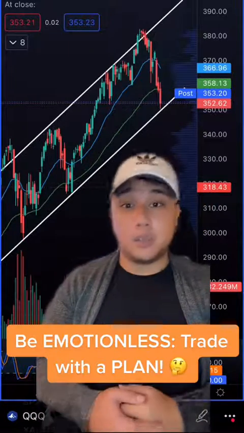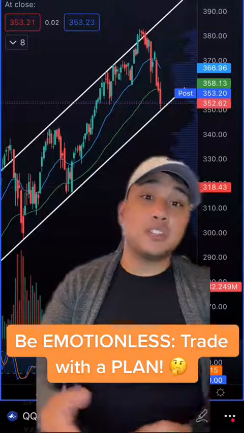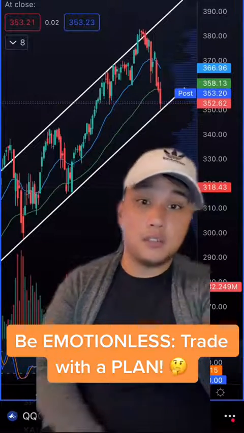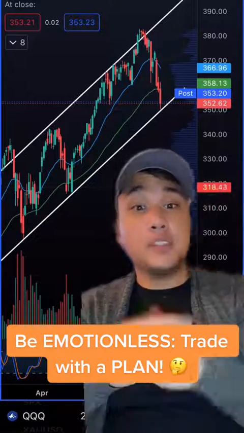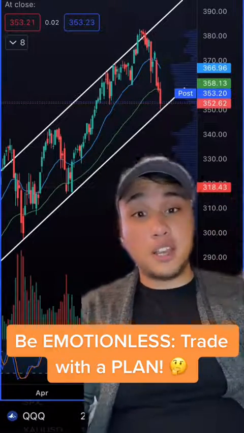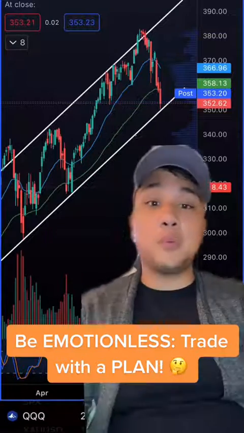So we talked about having a plan, right? So if you want to be emotionless, you got to think if X, then Y. So let's take this chart, for example. If this channel holds, then we can see a bounce. If this channel breaks down, then we can expect probably a bear market, that we can expect the market to keep going down.